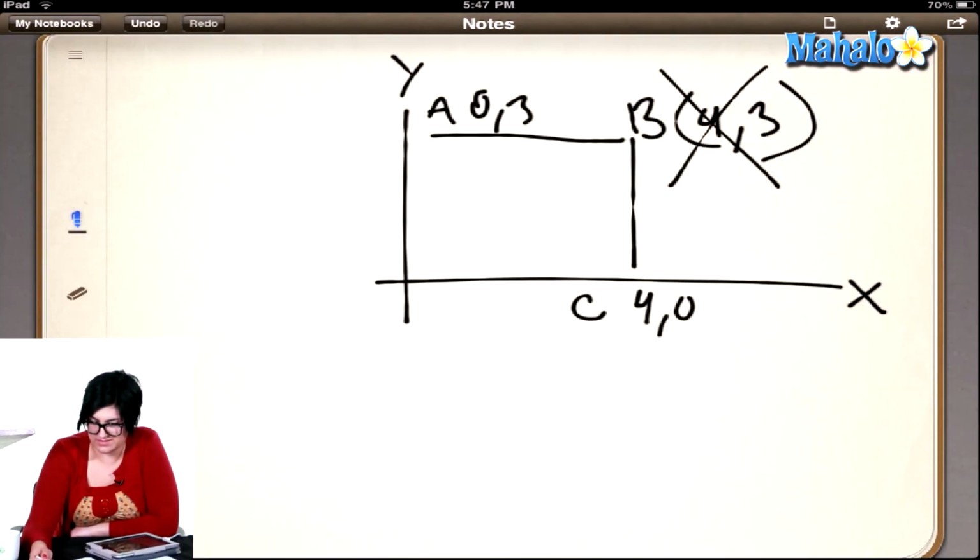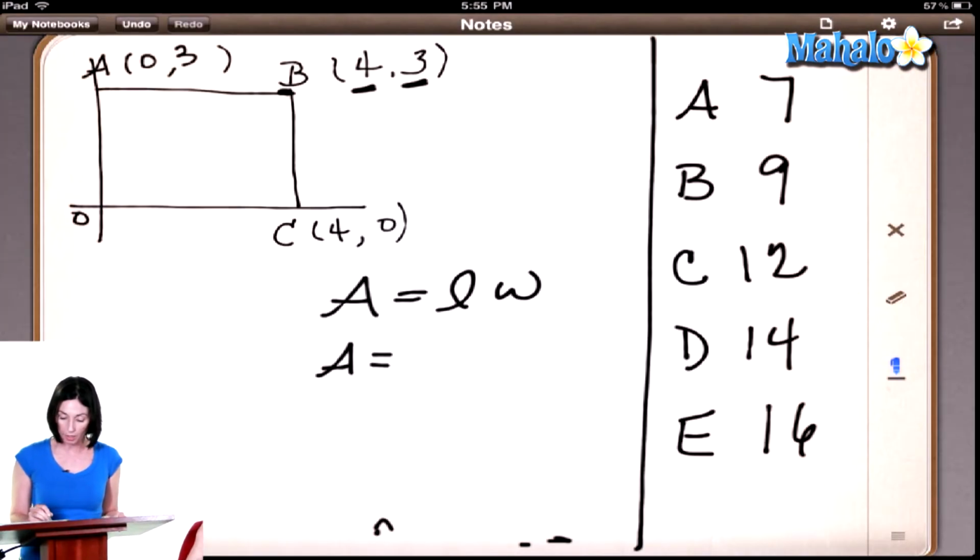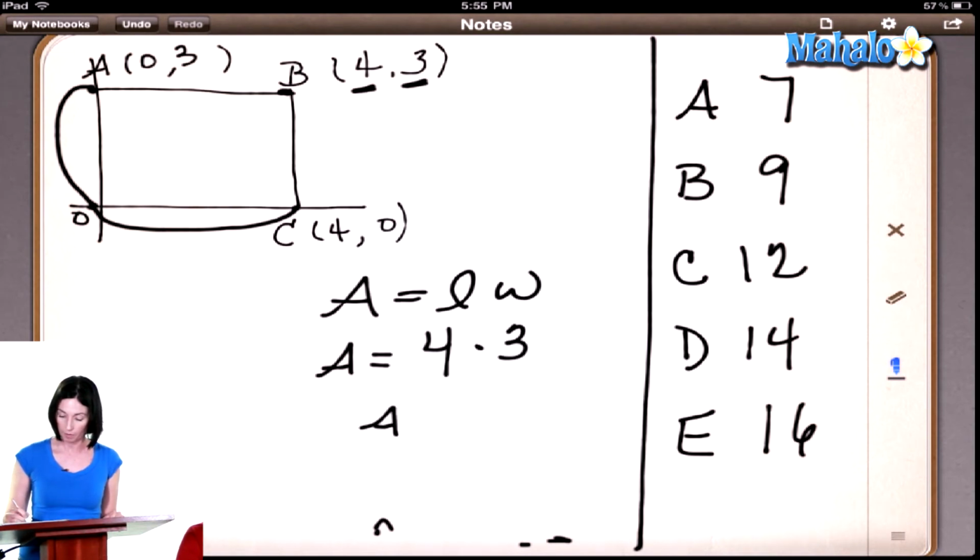Between the x and the y? Okay, so we want to consider going from the origin to point C to be the length, right? So how many units is that? 4. Okay, and then the width we're going to call going from the origin to point A. How many units is that? 3. Okay, and what is 4 times 3? 7. Or I'm sorry, 12. It is 12. Is 12 one of our possible answers? Yes, it is.